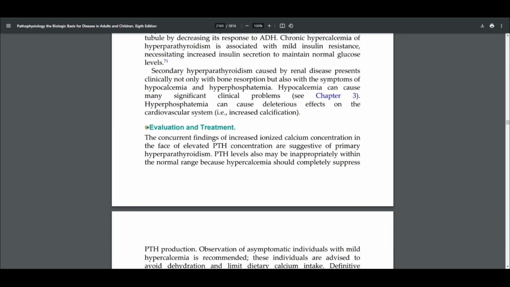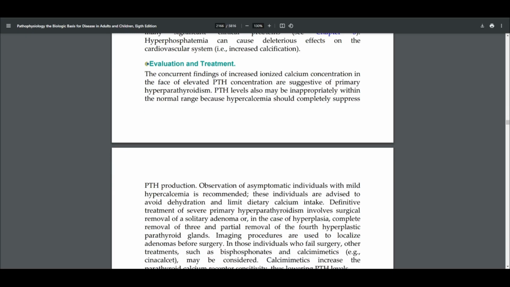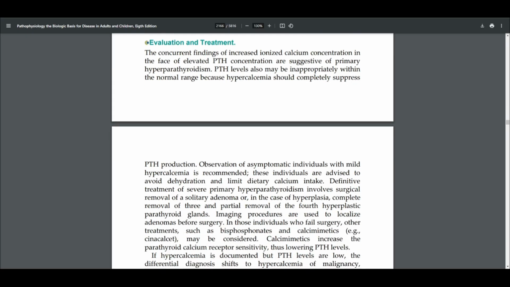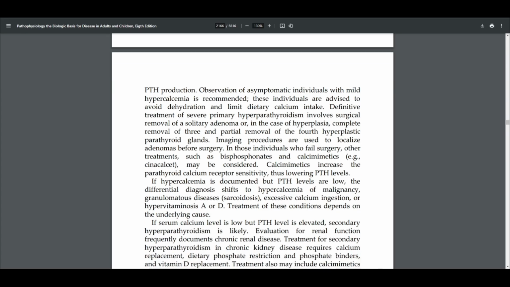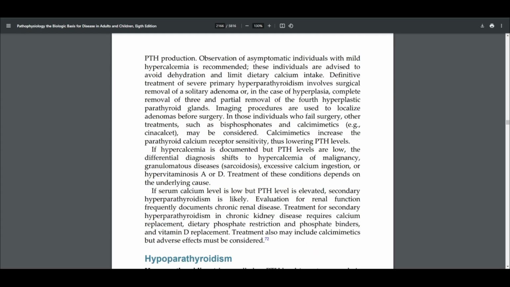So, what would be our evaluation and treatment? The concurrent findings of increased ionized calcium concentration in the face of elevated PTH concentrations are suggestive of primary hyperparathyroidism. PTH levels also may be inappropriately within the normal range because hypercalcemia should completely suppress PTH production. Observation of asymptomatic individuals with mild hypercalcemia is recommended. These individuals are advised to avoid dehydration and limit dietary calcium intake.